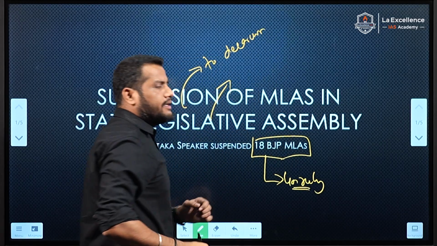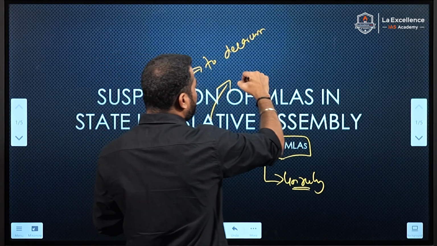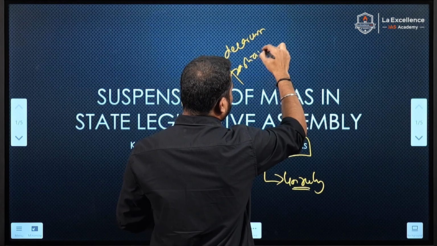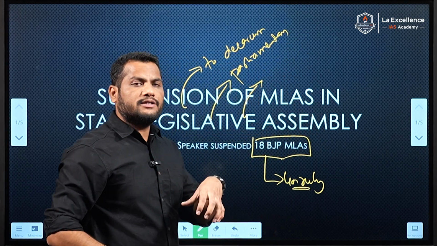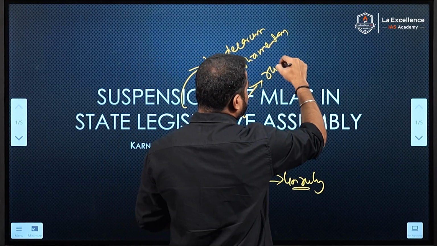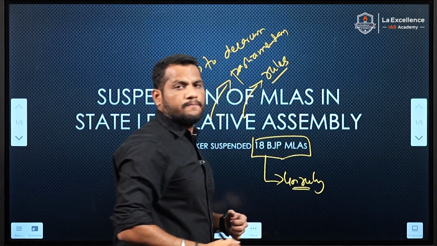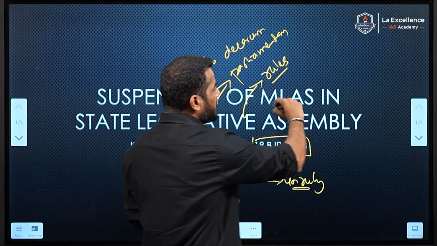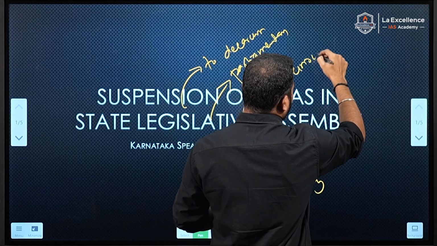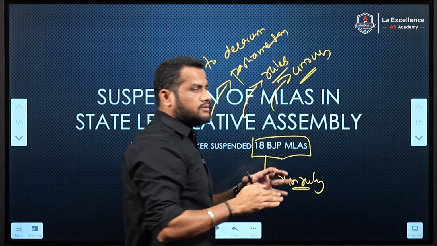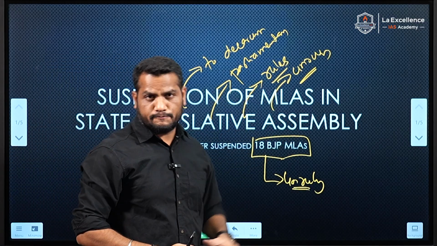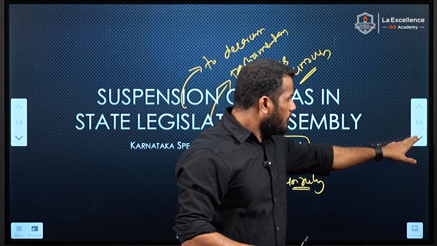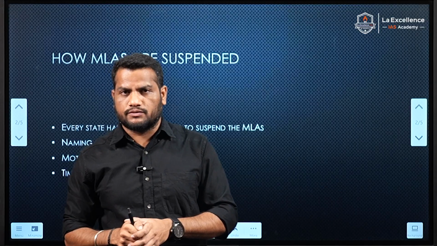If any MLA or MLAs violate the parliamentary proceedings, or violate the rules of the state legislative assemblies, or behave in an unruly manner, based on those reasons a Speaker can suspend these MLAs from the house. But how are MLAs suspended from the house?